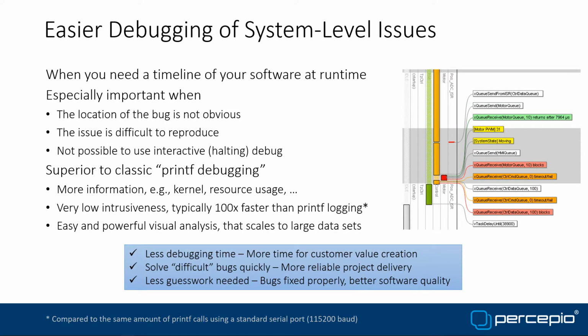This is useful for debugging purposes whenever you need a timeline for your software. This is often the case when debugging a full multitasking system, and especially important when the location of the bug isn't obvious from the symptoms. This means less debugging time and more time available for customer value creation.